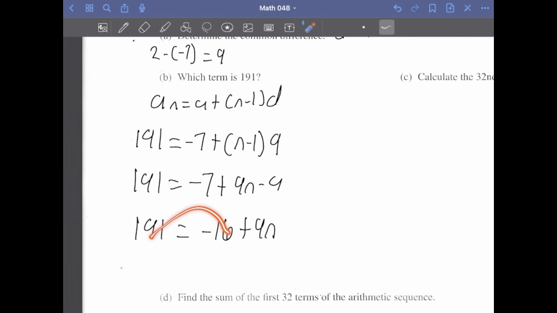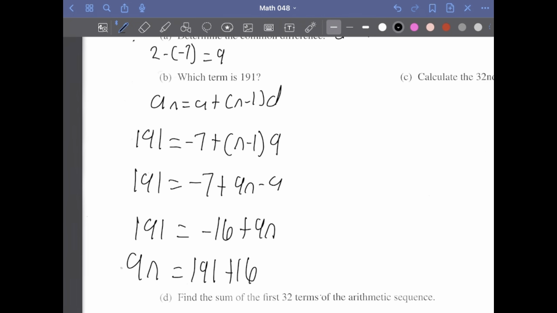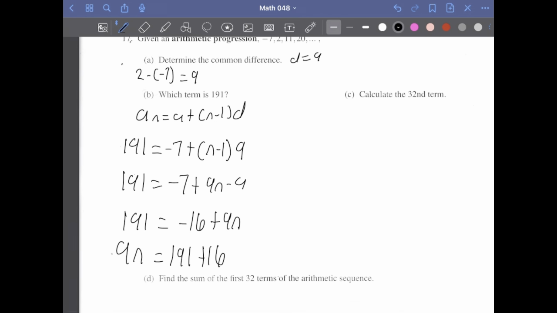We're going to transpose and send the 16 over. That makes it positive. So we have 9n is equal to 191 plus 16. See, when we send it over, it'd be positive. So we're just left with 9n is equal to 191 plus 16. 191 plus 16 is 207. Divide both sides by 9. n is equal to 23. So 191 is the 23rd term.